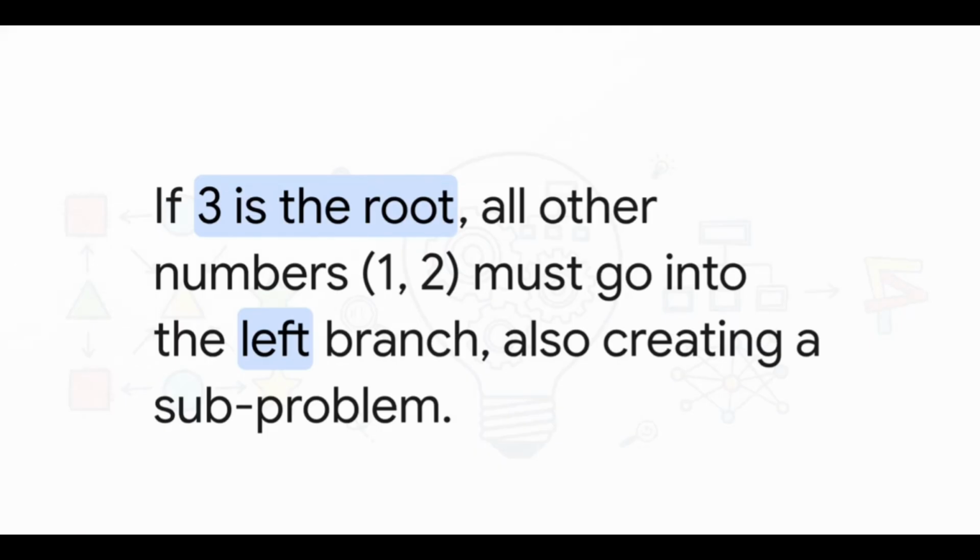You know, the exact same logic applies if we pick 3 as the root instead. All the smaller numbers, 1 and 2, they have to go into the left branch. And this creates another subproblem. How many ways can you arrange the numbers 1 and 2? Hey, wait a second, we already know the answer to that from our warm-up. There are 2 ways. So that gives us 2 more possible structures.